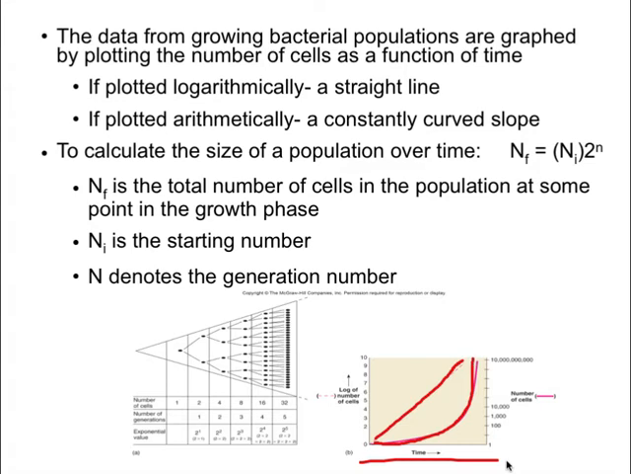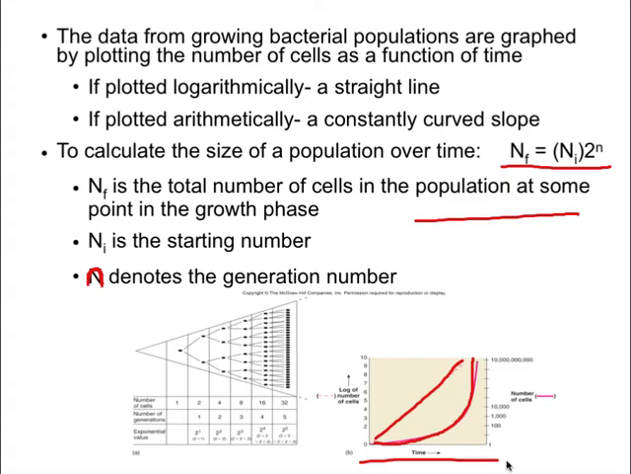To calculate the size of a population over time, we use this formula here, where N sub f is the total number of cells in the population at some point in the growth phase. It doesn't matter which, you'll see. N sub i is the starting number, where little n, this is not a capital, denotes the generation number.